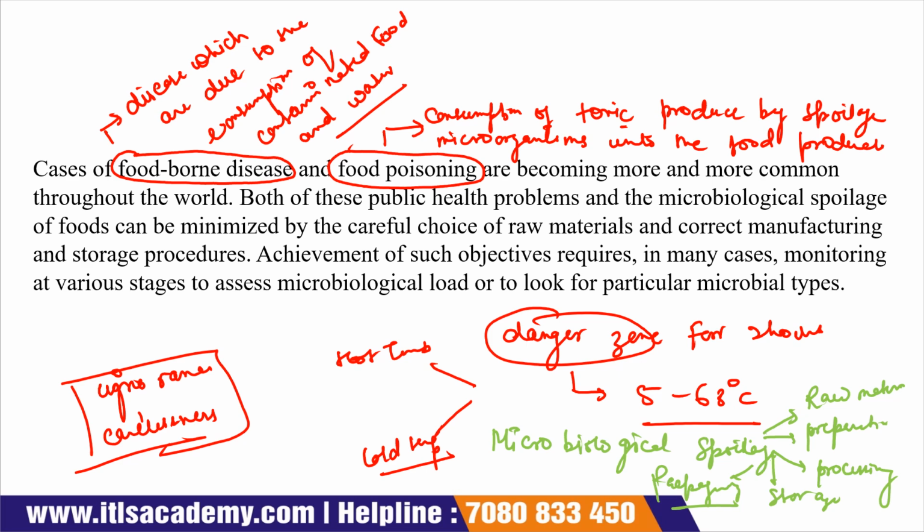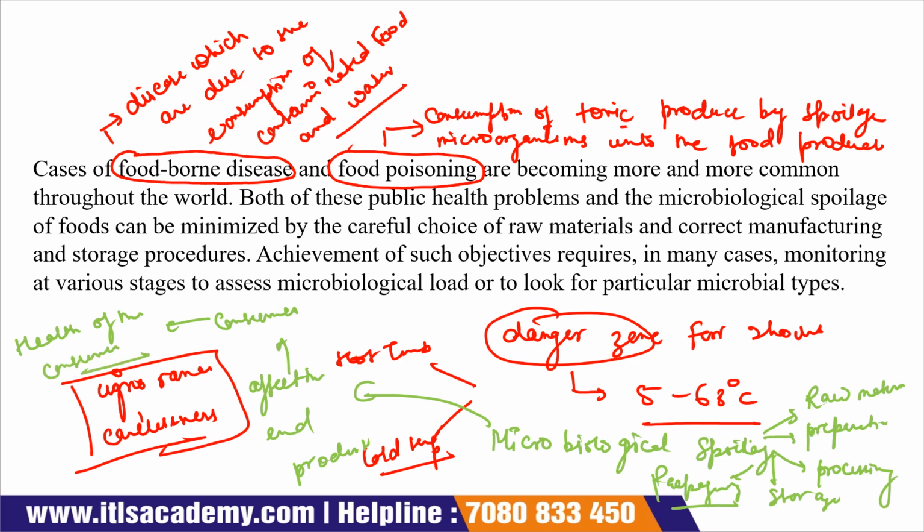Then during packaging. It can occur at any time. When this microbiological spoilage occurs, ultimately it will affect the end product. Now, this end product is consumed by the consumer, and if they consume it, it will affect the health of the consumer. So that's why the cases of food poisoning are increasing. This is the reason. Now, see what is written in the slide.